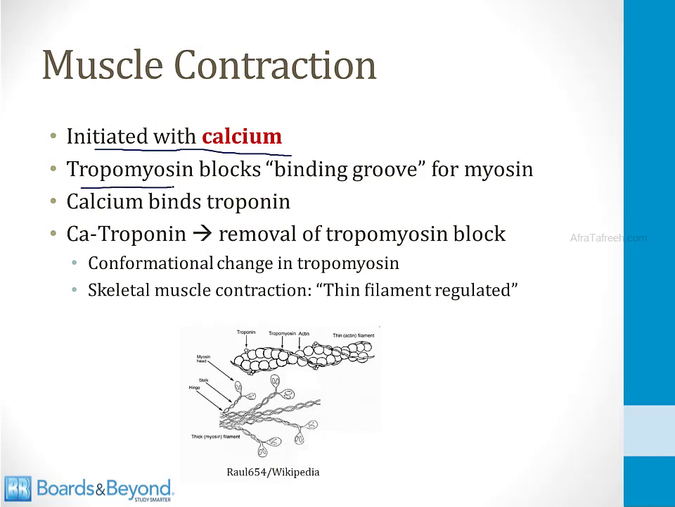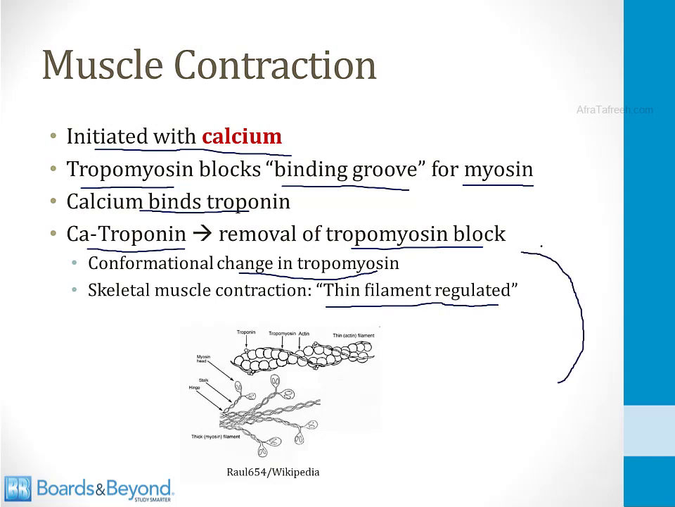Tropomyosin, which is part of the actin filaments, blocks the binding groove in actin for myosin so that myosin cannot bind and cause contraction. When calcium binds to troponin, however, the calcium-troponin complex removes the tropomyosin block. This results in a conformational change in tropomyosin, and this allows myosin to bind to actin. For this reason, skeletal muscle contraction is said to be thin filament regulated. This is because it's regulated by tropomyosin, which is part of the thin actin filaments. And this is in contrast to smooth muscle, which I talk about in another video, which is thick filament regulated.